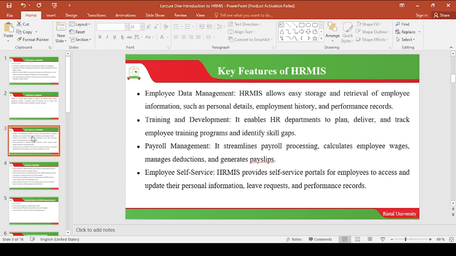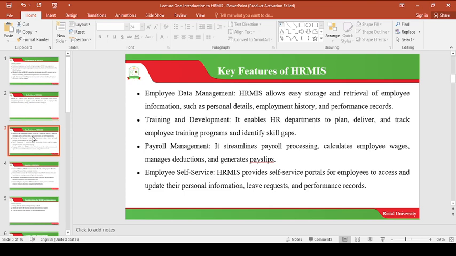Then characteristic number three is the payroll management. It streamlines payroll processing, calculates employee wage and deduction, and generates pay slips. So what you need to do as the operator is just to feed the information there. Okay, the calculation will be done by the system automatically, and even the pay slip will be printed out. So with this, you don't need to get a calculator; you just have to feed the information accordingly.